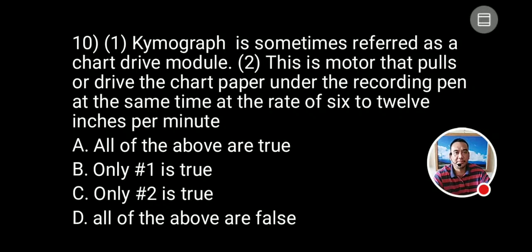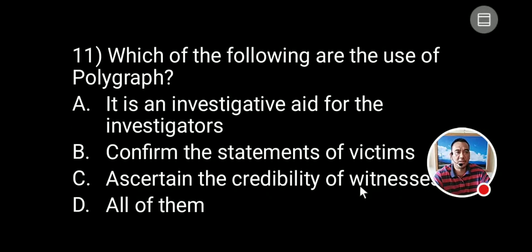Next, number 11. Which of the following are the uses of polygraph? A. It is an investigative aid for the investigator. B. Confirm the statements of victims. C. Ascertain the credibility of the witnesses. Or letter D. All of them. Which of the following are the uses of polygraph? It is an investigative aid. Confirm the statement of the victim. Ascertain the credibility of the witnesses. Or letter D. All of them.